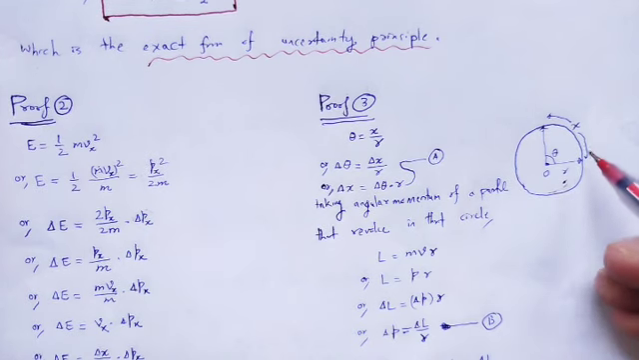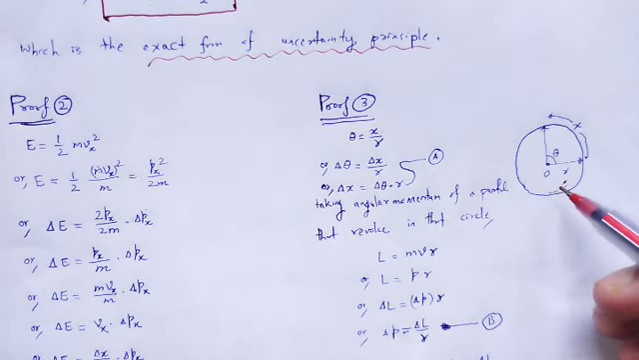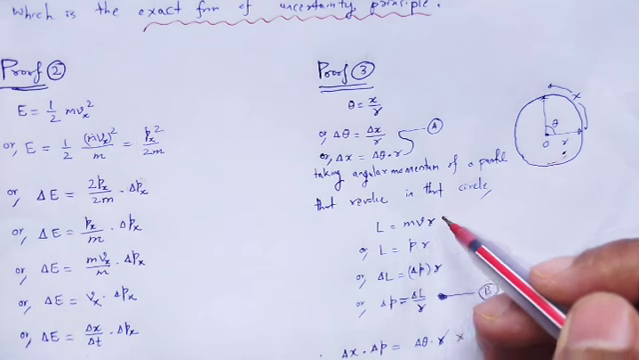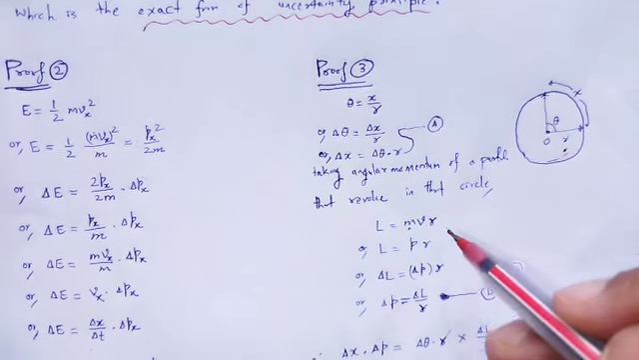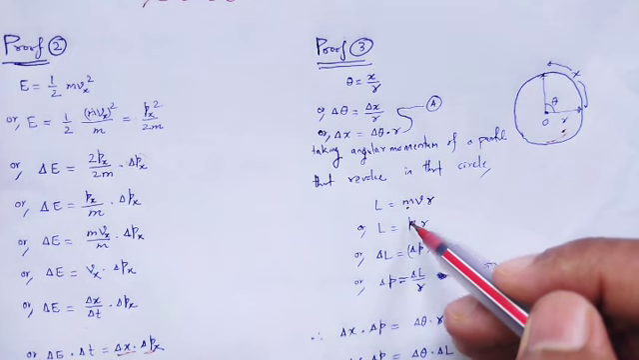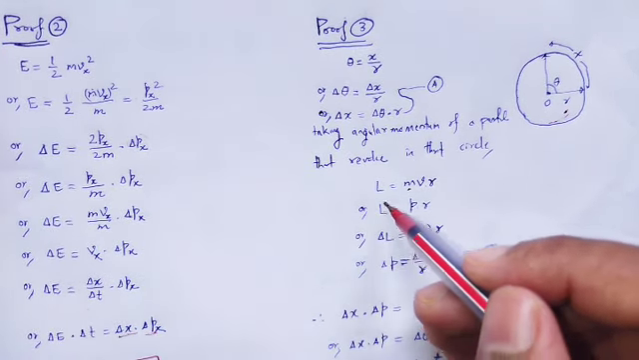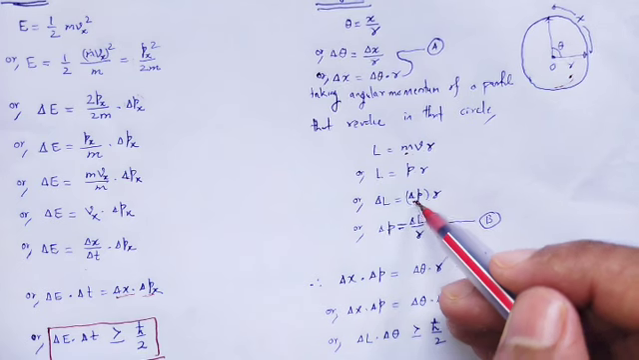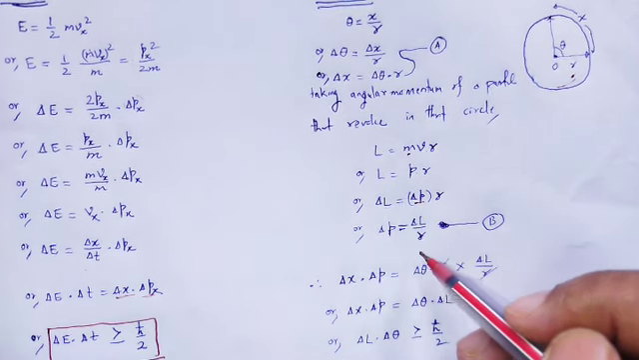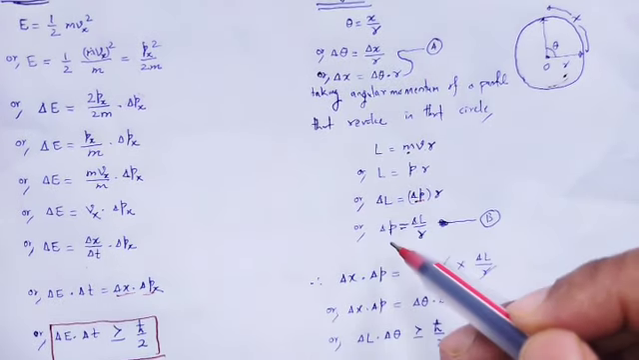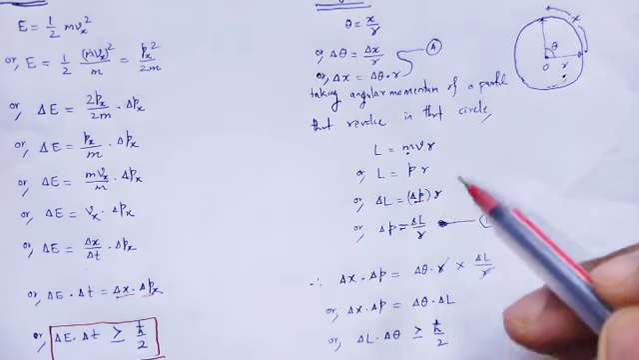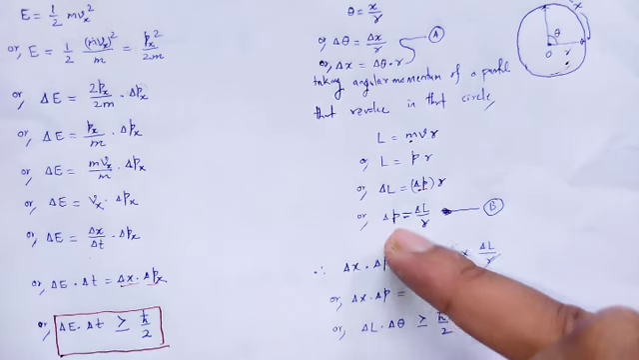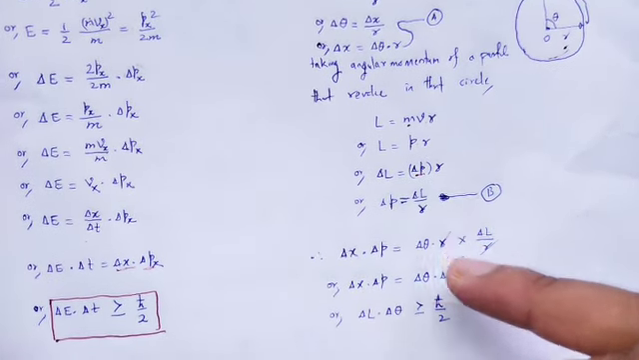If we consider the angular momentum of that particle revolving on a circle of radius r, its angular momentum L is equal to linear momentum into radius, linear momentum being mass into velocity, into r. So uncertainty in angular momentum del L is equal to del p into r, so del p will be del L divided by r. We have del x equal to del theta into r and del p equal to del L by r. Now multiplying del x into del p, in place of del x the value del theta into r, in place of del p, del L divided by r, r cancels out, which gives del theta into del L.